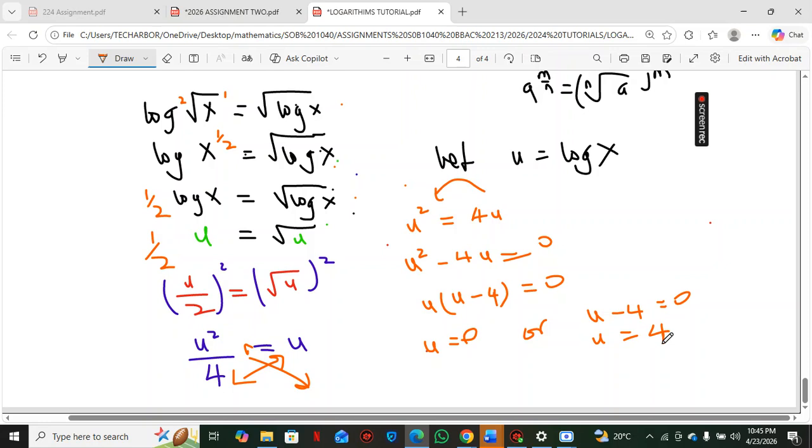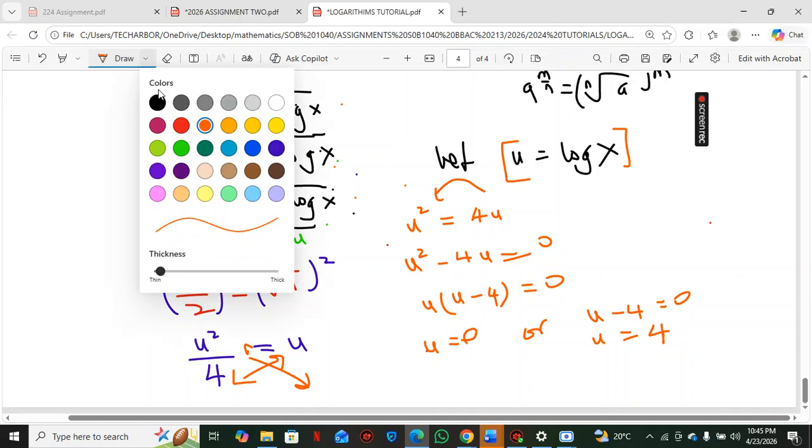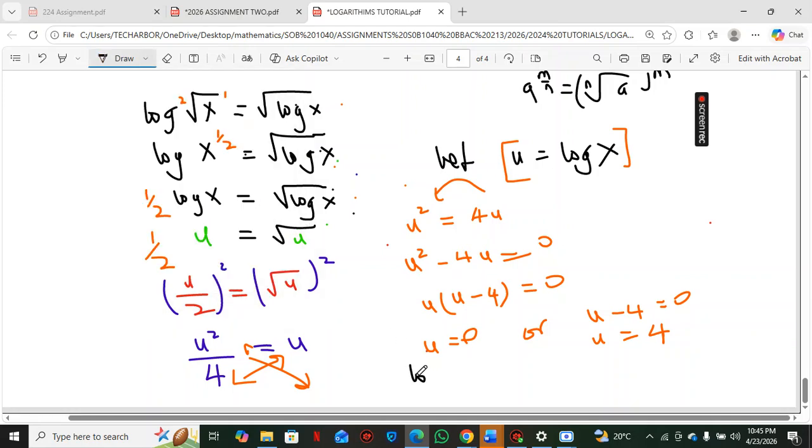Now, we're not yet done, because remember, earlier on we said let u equal log x. So for our first expression, we're going to say log x equals 0. And here we're going to say log x equals 4. Because remember, I want you to find the values of x. So now notice, colleagues.